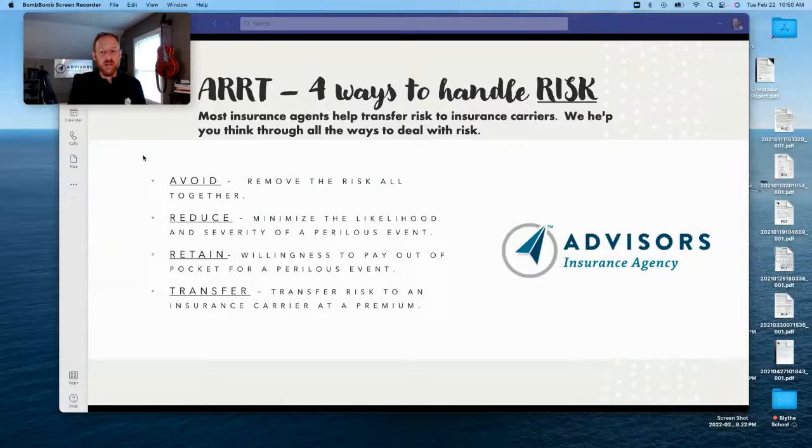Number one is avoid. Remove the risk altogether. So, depending on whether you're a business owner or this is for your personal insurance program, there's many ways to avoid risk. One would be, don't let your teenage driver start driving until they're 18 versus 15. Now, it might be inconvenient, but you're going to avoid some risk for a while, right? Don't put a pool in your backyard. Don't have a trampoline in your backyard.